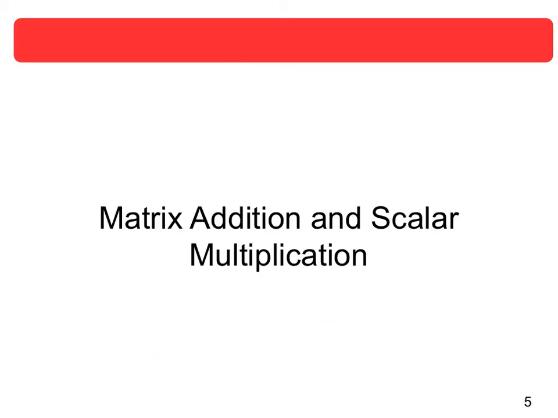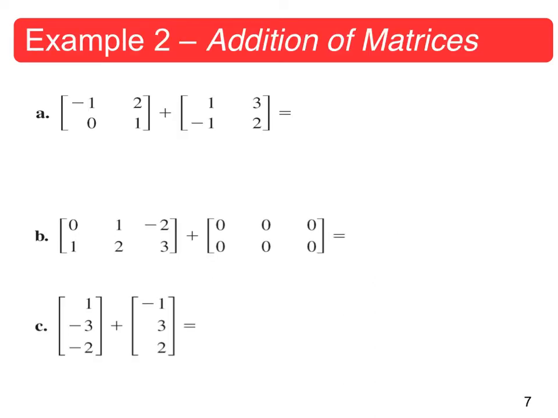Okay, so now what we're going to do is take two matrices, add them, get a new matrix, or multiply the matrix by a scalar. Let's take a look at an example. In the following example, we're adding the following matrices.